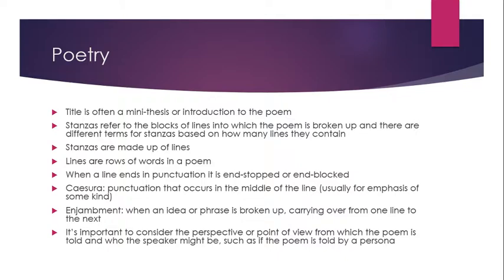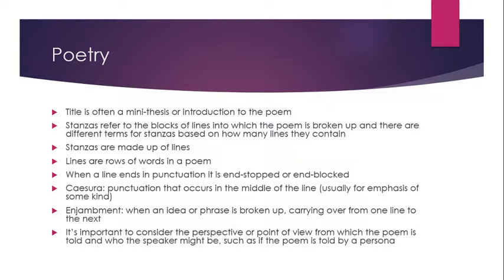So when a line ends in punctuation, we will say that it is end stopped or end blocked. When lines do not end in punctuation, so when there's an idea that's broken up or a phrase that's broken up, carrying over from one line to another, that's called enjambment. And then caesura is punctuation that occurs in the middle of the line, and usually it's for emphasis, so there's some sort of stressing of an idea or phrase that's happening, which is part of why the punctuation is being used in that way.